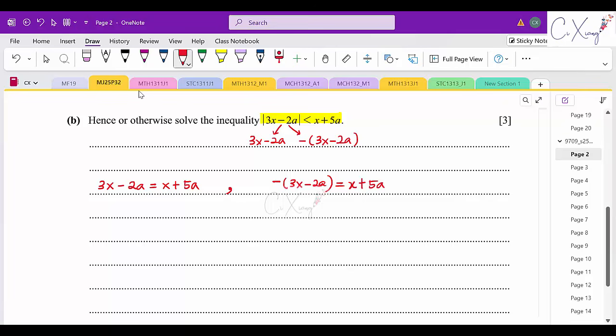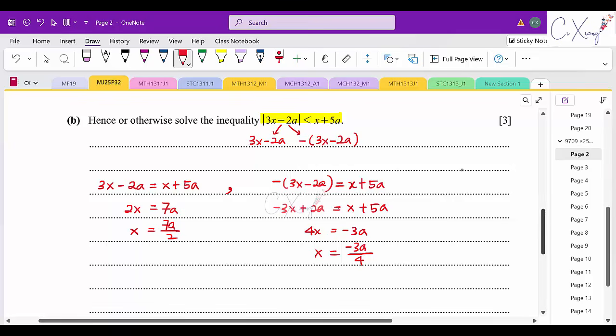Then from here we try to solve it. I'm having 2x equals 7a, and therefore my x will be 7 over 2a. Then for this one, I will be having negative 3x plus 2a. And when I further simplify it, I will be having negative 3a. Then x will be equal to negative 3 over 4a. I will call these the critical values. That means they are the possible intersection points for these two equations.